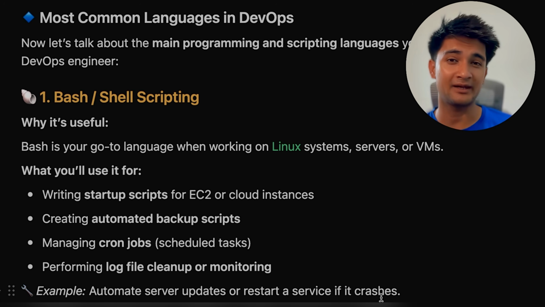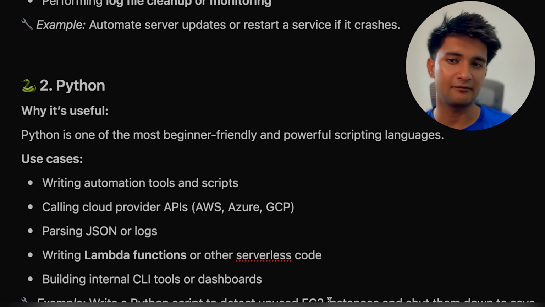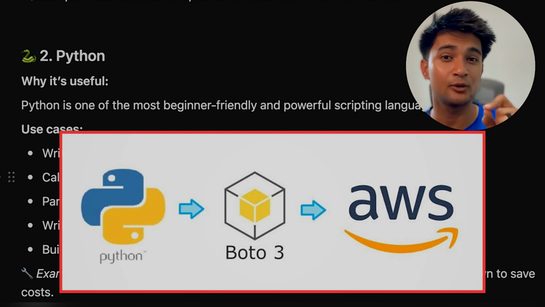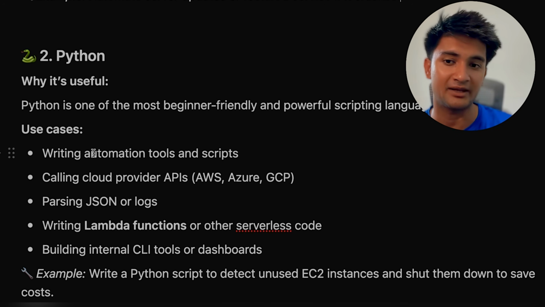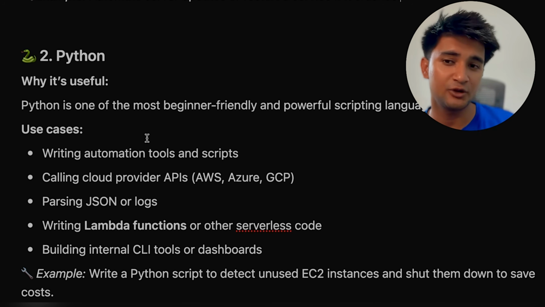Another most used programming language in DevOps is Python. Python is the most beginner friendly and powerful scripting language, and we use it in DevOps to write automation tools and scripts. We also use it to talk to different cloud providers like AWS, Azure, GCP. In AWS, you can use Python using the Boto3 module. So using Boto3, you can talk to AWS using the Python programming language. You can use Python to create Lambda functions in the cloud or other serverless code. Additionally, if you want to create a tool in your own internal company, you can use Python to create an internal CLI tool or dashboard.